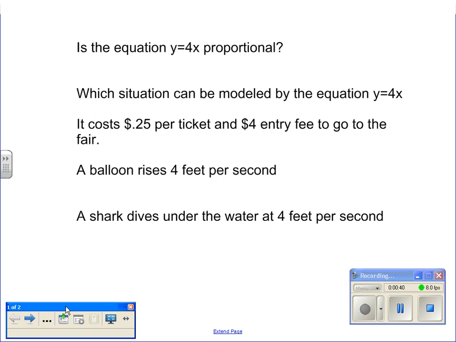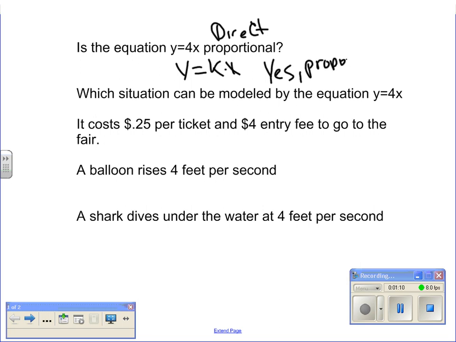So we want to know, is the equation y equals 4x proportional? That's another way of saying that, is it direct, right? So is it direct? And we learned that a direct equation, or a direct relationship, is modeled by an equation of the form y equals k times x, and k just can't be equal to 0. All right? So yes, that's going to be a proportional equation. It has that form. Yes, proportional. All right. So let's see.